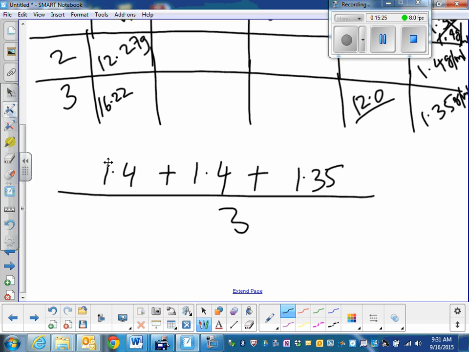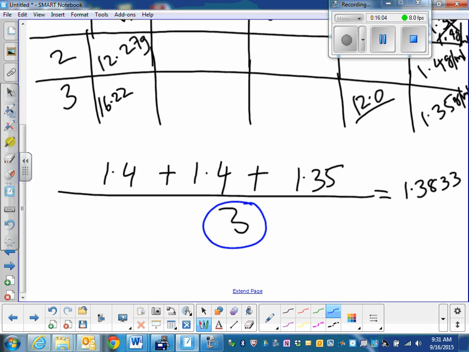So can you put this in a calculator and tell me what the average is? Yes, Jessica, what do you get? Just give me the calculator answer. 1.3833. All right? Now, when I add, it's to the least number past the decimal.